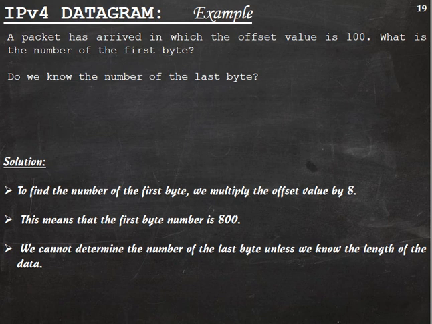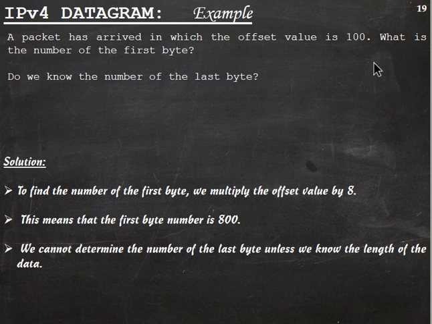To calculate the number of the first byte, we have to multiply the offset number by 8. You remember we divided by 8 to calculate the offset number. In the same way, to get the number of the first byte, we multiply the offset value by 8. The offset value is given as 100, multiplied by 8, which gives us 800. So the first byte number is 800.